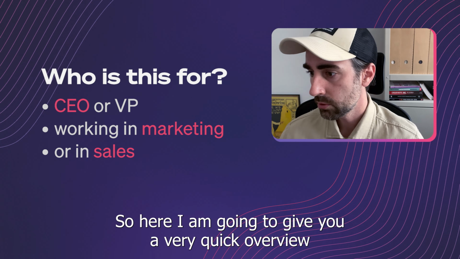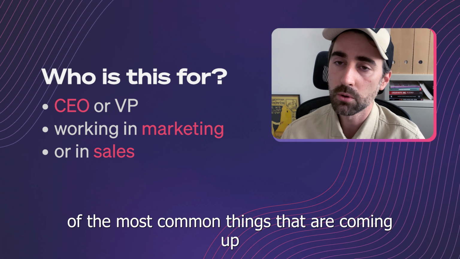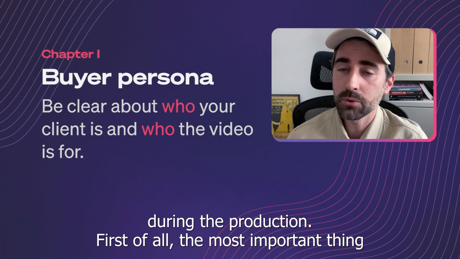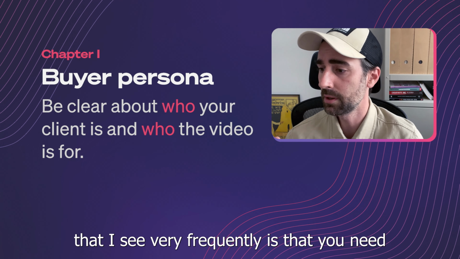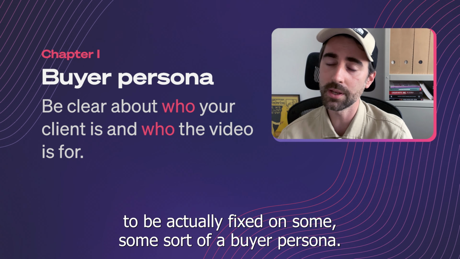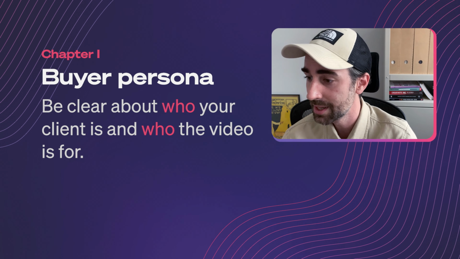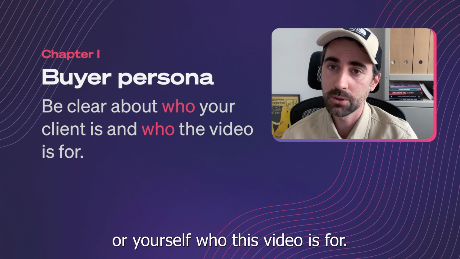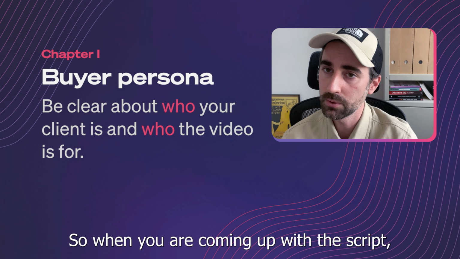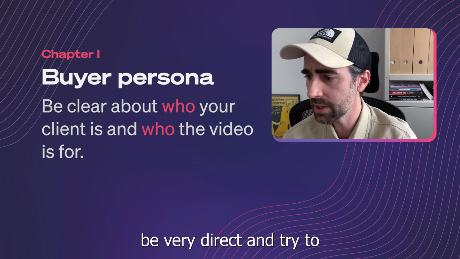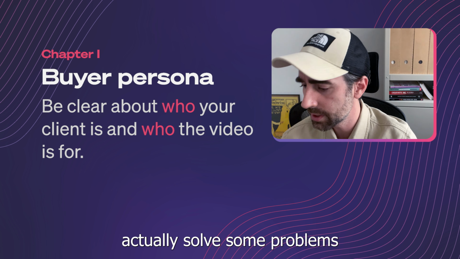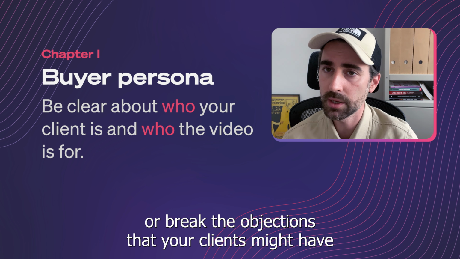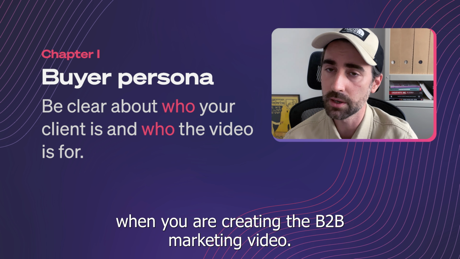So here I'm going to give you a very quick overview of the most common things that are coming up during the production. Guys, first of all, the most important thing that I see very frequently is that you need to be actually fixed on some sort of buyer persona. So you need to be able to tell us very specifically, or yourself, who this video is for, right? So when you are coming up with the script, be very direct and try to actually solve some problems or break the objections that your clients might have when you are creating the B2B marketing video.